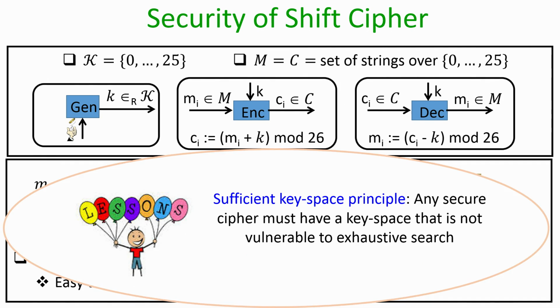So, the important lesson that we learned from this attack is what we call the sufficient key space principle, which states that any secure cipher should have an enormously large key space, namely the set of candidate keys should be enormously large, so that it becomes impractical for the adversary to do a brute force kind of attack. That is the bare minimum, necessary condition that we require for a cipher to be secure.